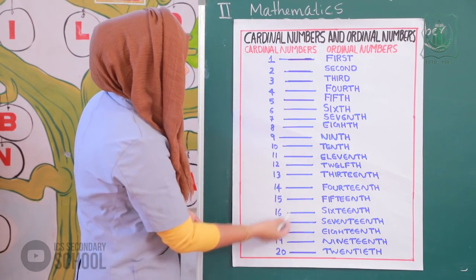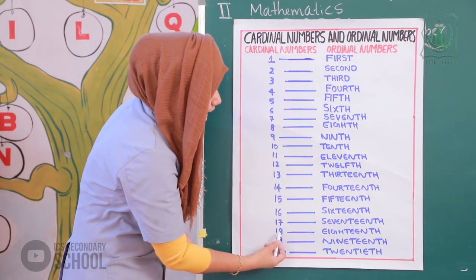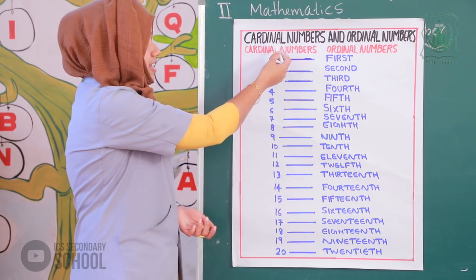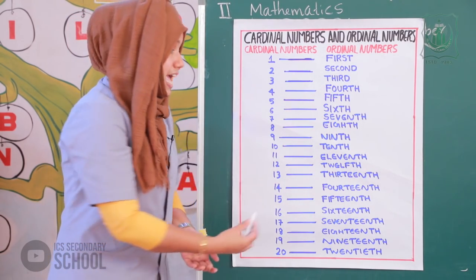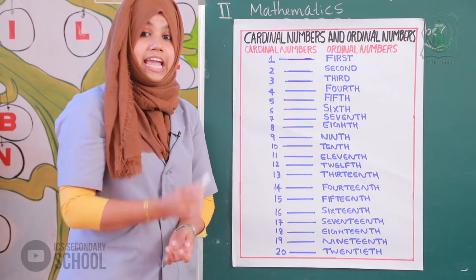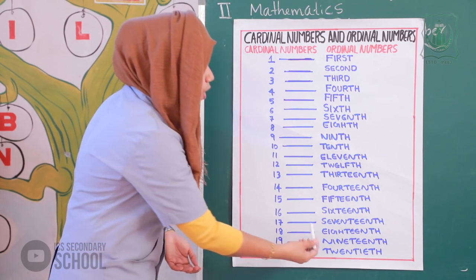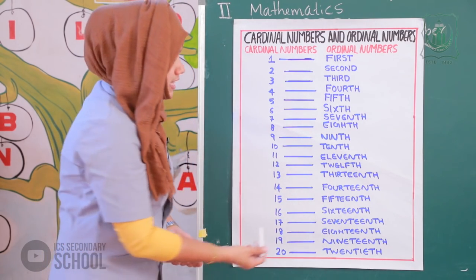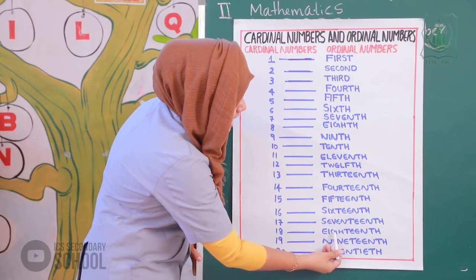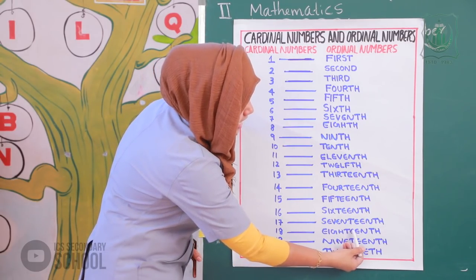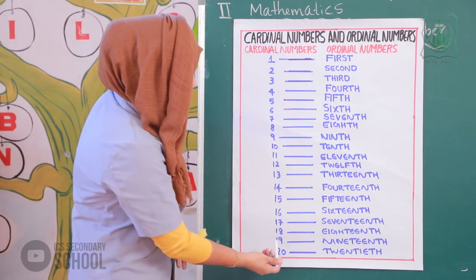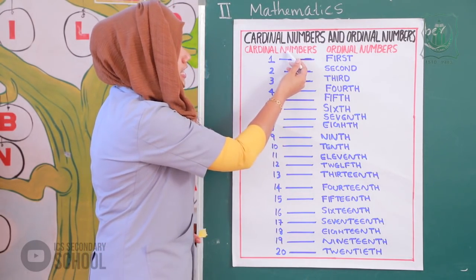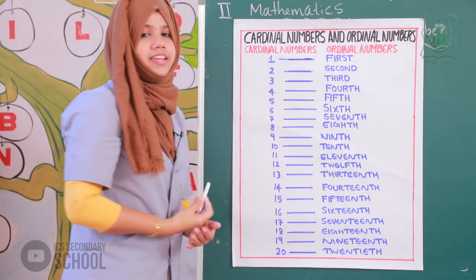Next, the cardinal number is 18. And what is the ordinal number? 18th. Okay. What is the spelling of 18th? E-I-G-H-T-E-E-N-T-H. Okay. Next is the cardinal number 19.